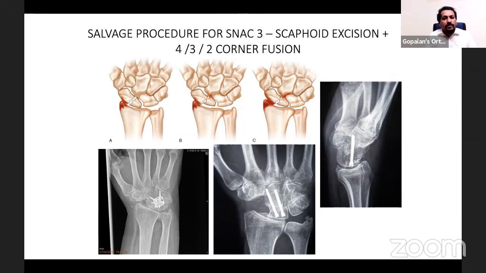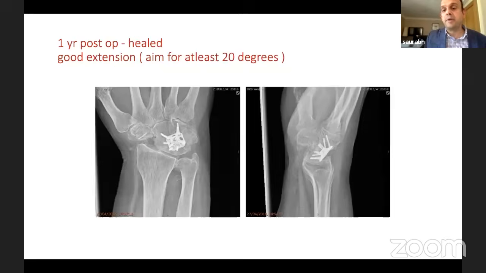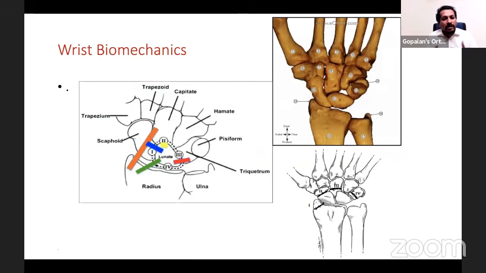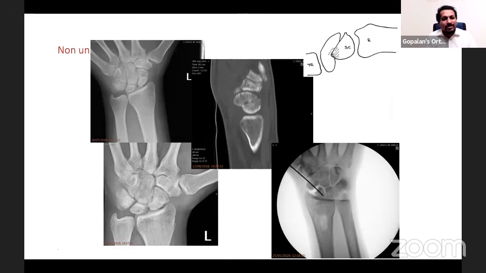And generally for the approaches for non-union, you go volar for all the non-union except the proximal pole, right? So waist, whether it's an acute fracture or a non-union, you have to go volar. The reason being, if I can bring up that humpback slide. I'm just trying to recap so everyone goes home with a solid message.